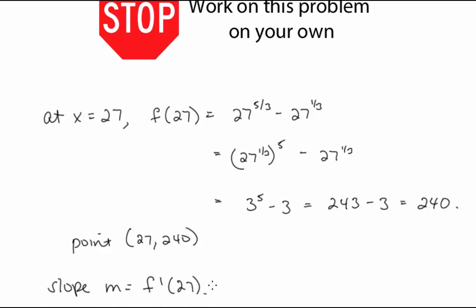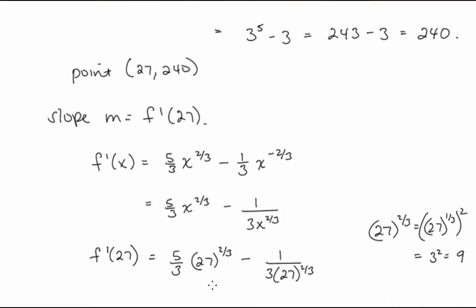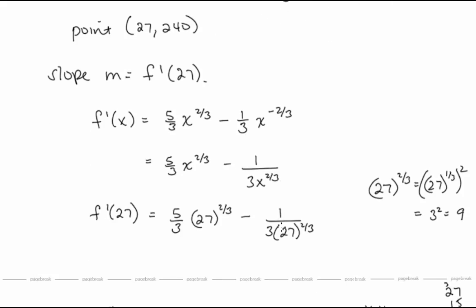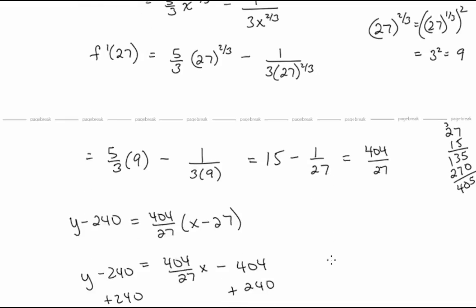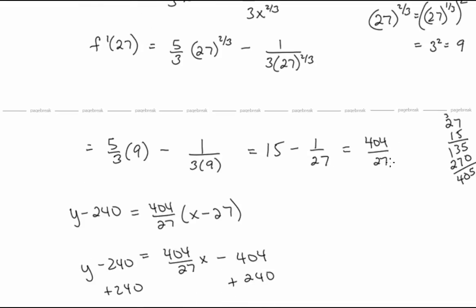And we know that our slope here is going to be given by the derivative of f at x equals 27. So we need to find f prime of x, that's 5/3 x to the 2/3, minus 1/3 x to the negative 2/3. So now before we can plug in the 27, we want to write this without a negative exponent, and then we can plug in the 27 and make that computation. So 27 to the 2/3 power, again, is 27 to the 1/3 first, that's 3, then take it to the second power, that's 9. So we have 5/3 times 9 minus 1 over 3 times 9. So that's 15 minus 1 over 27, that's 404 over 27, that's our slope.